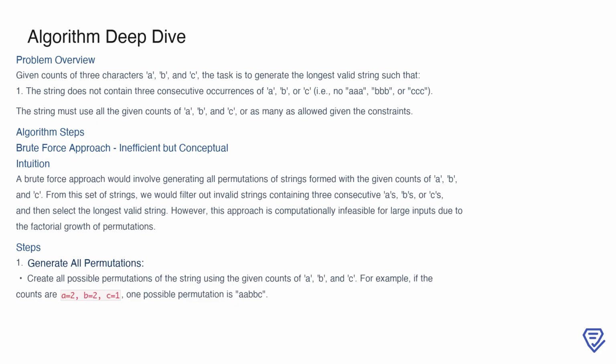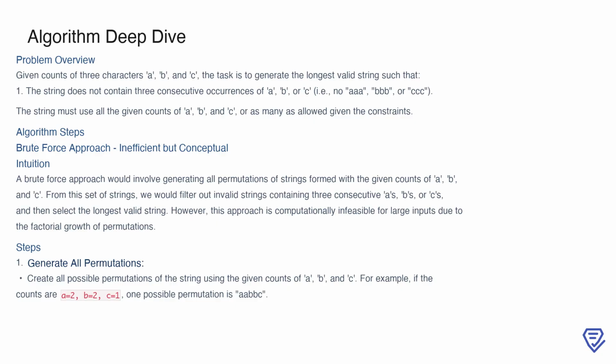In this problem, we're tasked with generating the longest string possible using given counts of the characters A, B, and C, while ensuring that no character appears 3 times consecutively. For example, sequences like AAA, BBB, or CCC would be invalid. The goal is to use as many of the given characters as possible without violating this constraint.